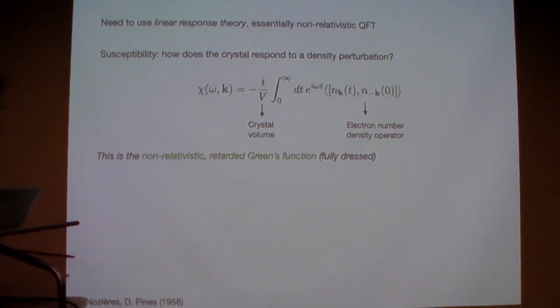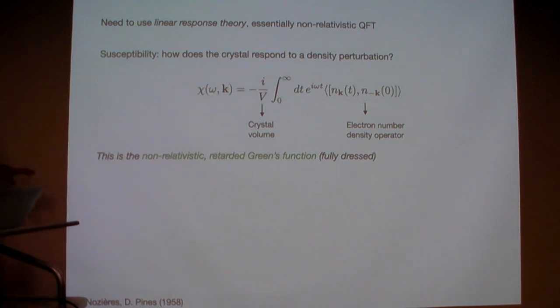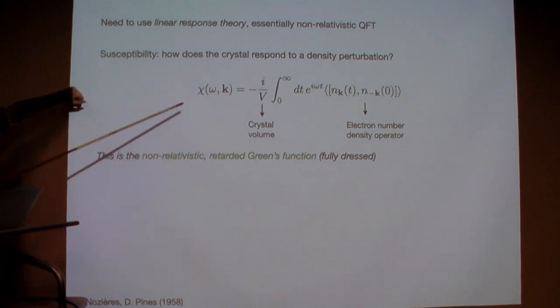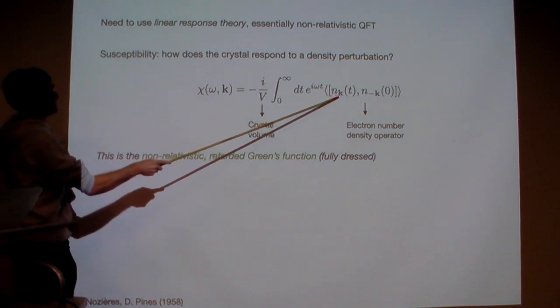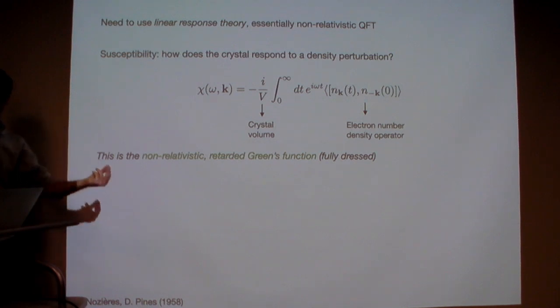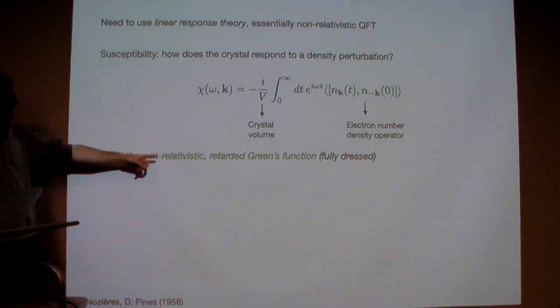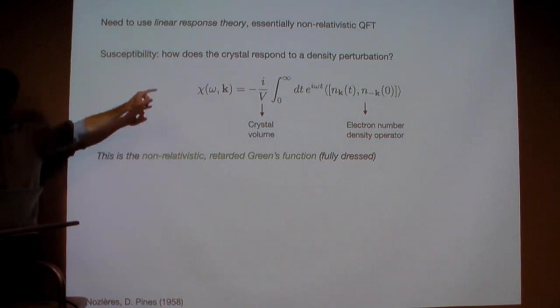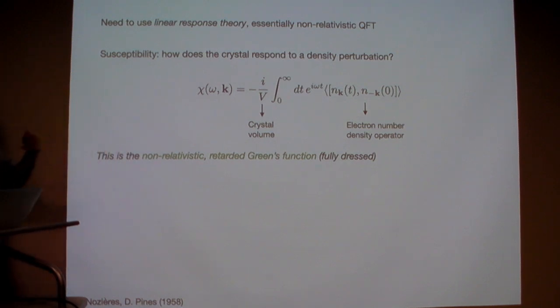Okay, so the way we derive this sort of thing is as follows. Again, a little bit qualitative, but hopefully it's clear. You use something called linear response theory, which is essentially non-relativistic quantum field theory. The object you're going to care about is the susceptibility, chi of omega k. This is effectively the two-point function. Here n is the number density operator of the electron at a certain wavelength, so this is the Fourier transform of the number density operator. And this is essentially the non-relativistic retarded Green's function of the two-point function of the perturbations of the electron number density.